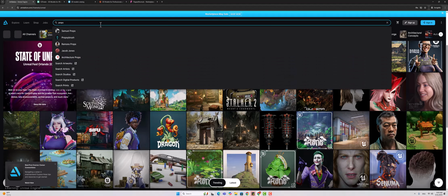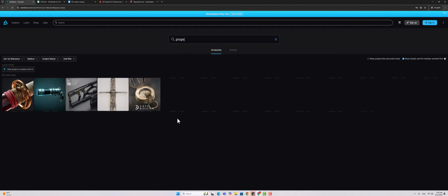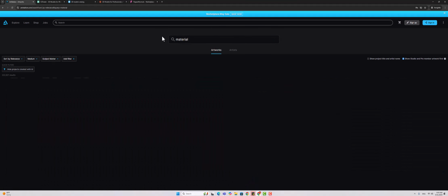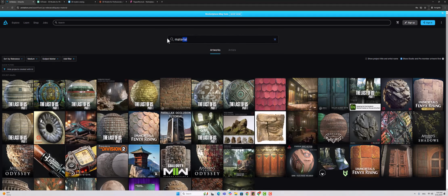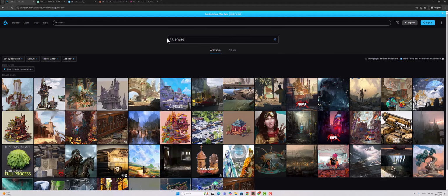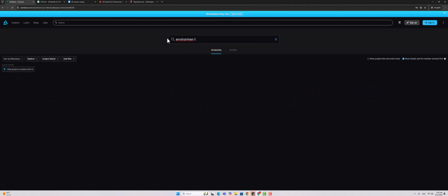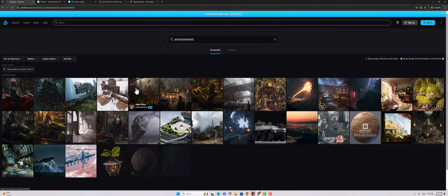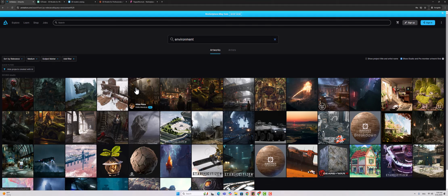For example, let's talk about props. Game-related props. Game. Materials. If we move into architecture, it must be environments. Architectural spaces, environments specifically used in games. There are also many other subcategories available in the shop section. In the marketplace section, you can see all these categories.